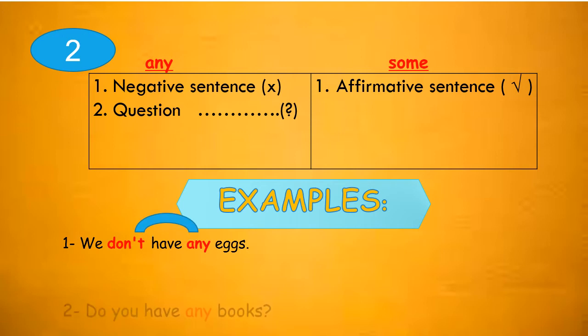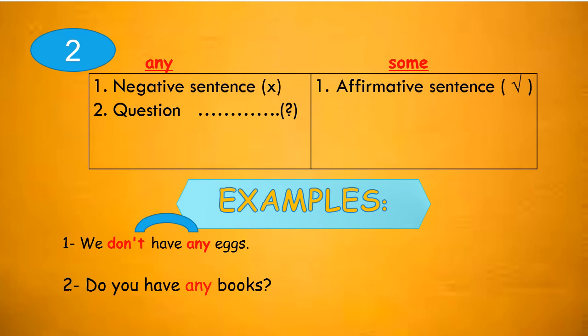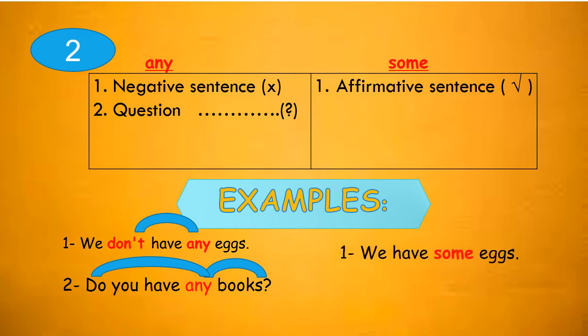Okay? Number 2. Do you have any books? So again, why did I use here any, not some? Because this is a question. And how did you know that this is a question? Because of the question mark and because that we start with do. Okay. Let's move to example of some.